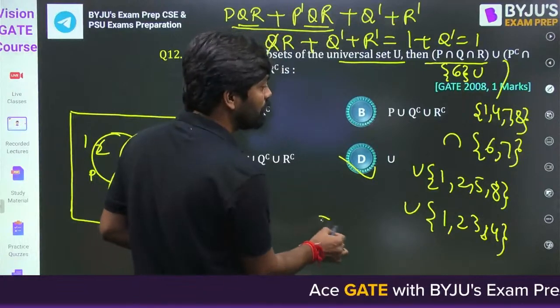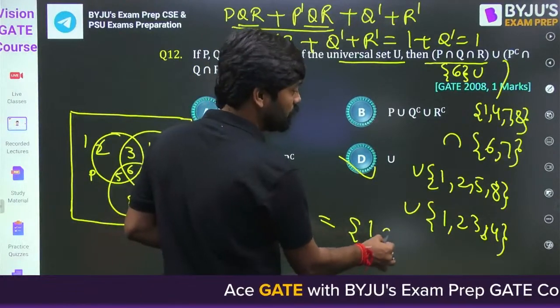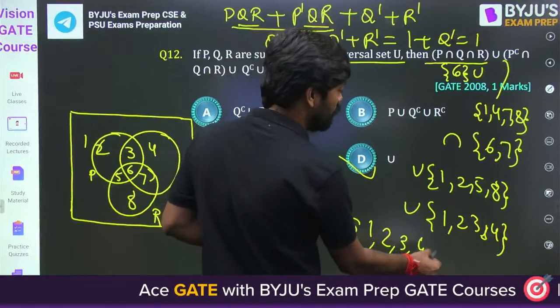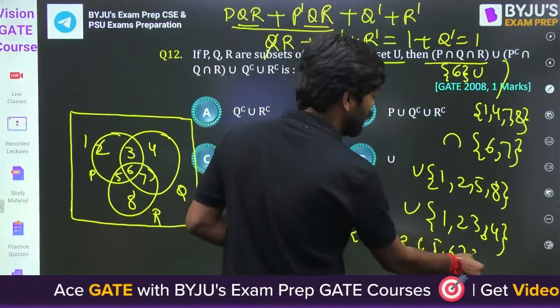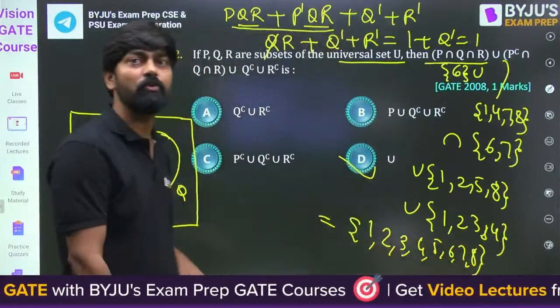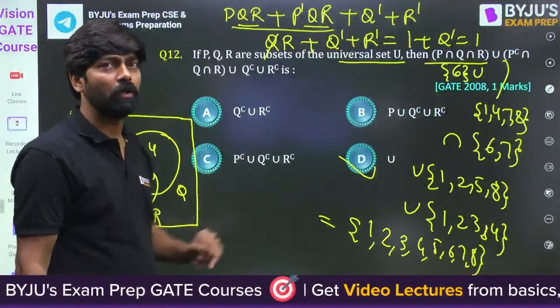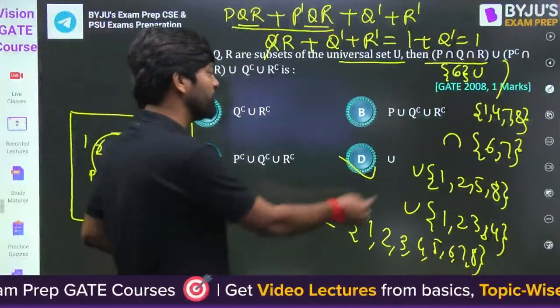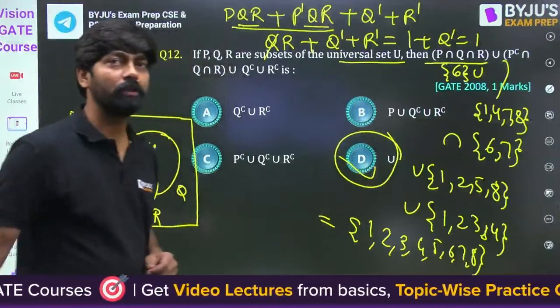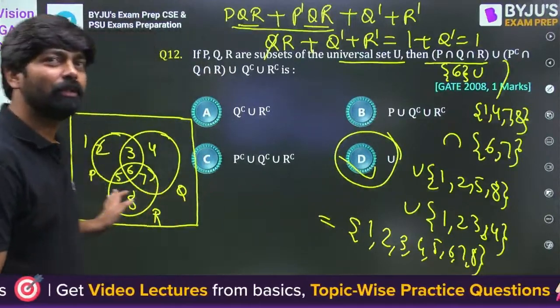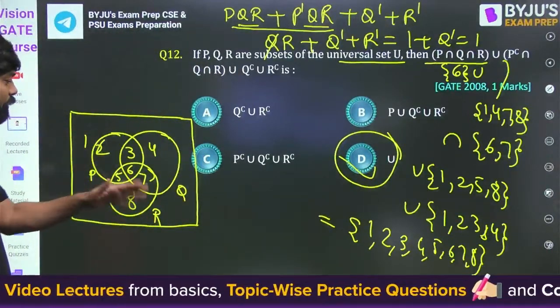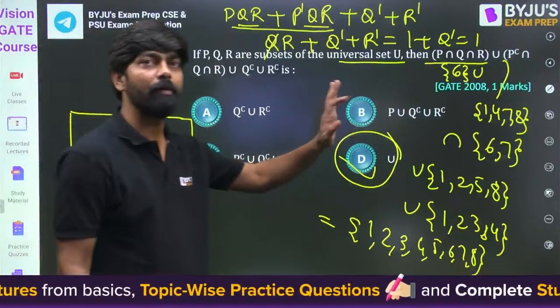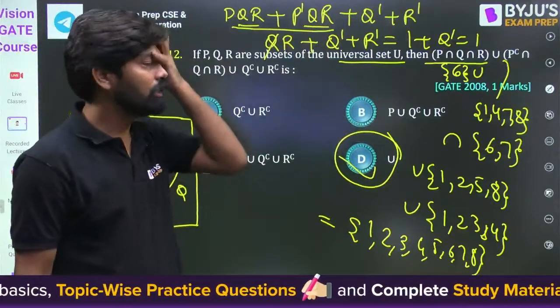So what will you get? You will get 1, 2, 3, 4, 5, 6, 7, 8. You will get all 8. It is nothing but the universal set. So you will get U only. So the answer for this question is U. Either you can go with this method, just number the regions, and you are able to solve the problem, or you can use the digital logic method.